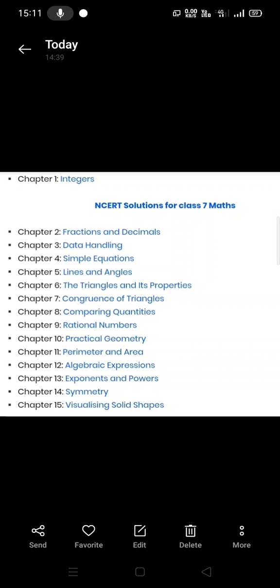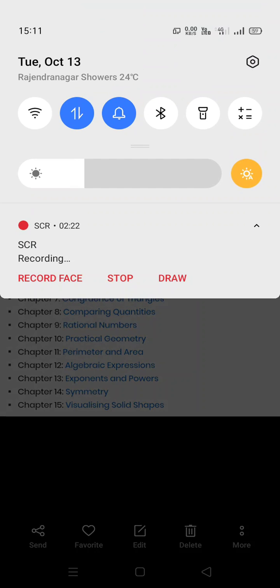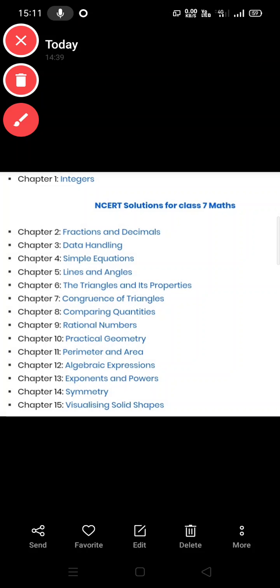The 7th class mathematics syllabus contains 15 chapters. In these 15 chapters, we are going to discuss all the 15 chapters, including solved examples and practice examples. The first chapter is integers, and the second chapter is fractions and decimals. The third chapter is data handling. The fourth chapter is simple equations. The fifth chapter is lines and angles.